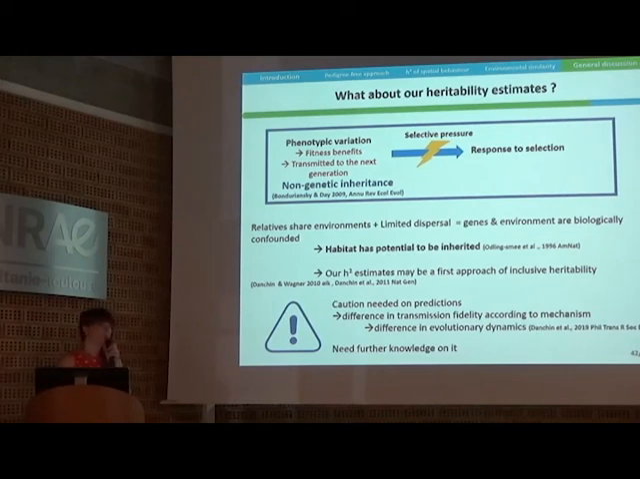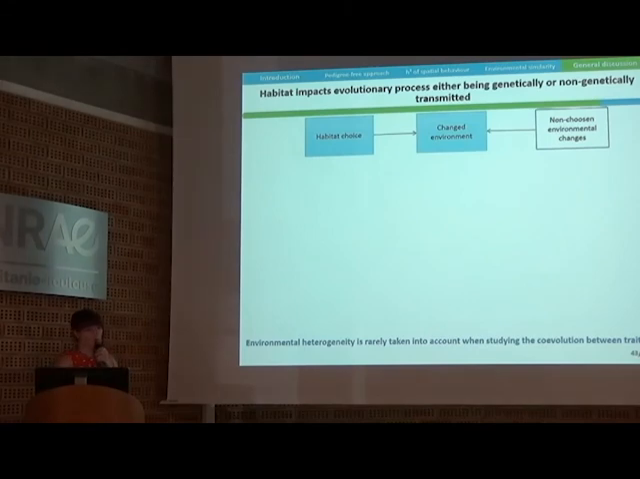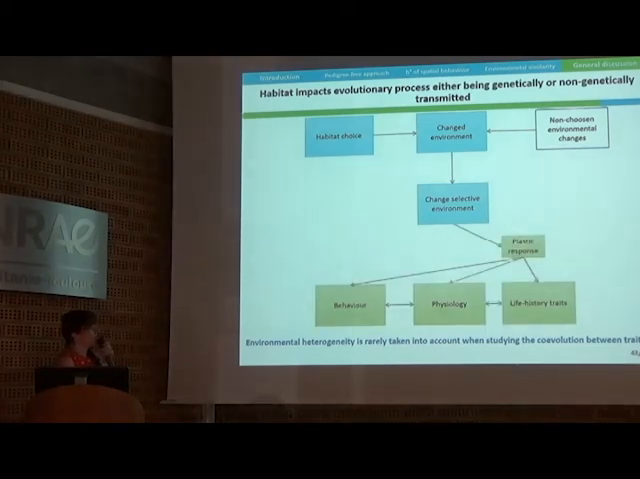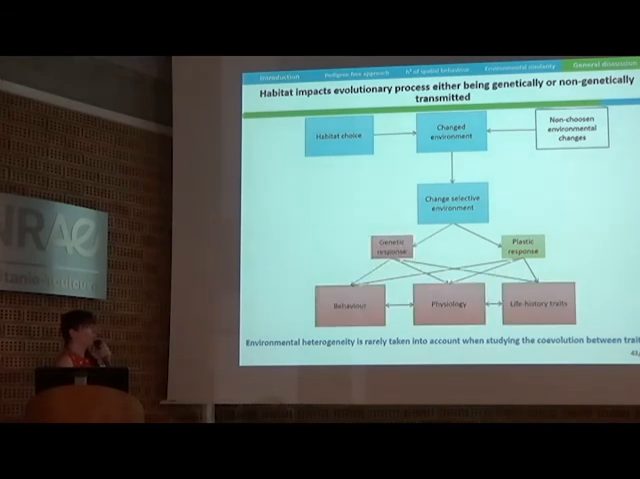Yet we need some caution on this for the moment, because non-genetic mechanisms may have different rules, different evolutionary dynamics. So it might be a problem to make predictions. So for the moment, we need further knowledge on it. But what I would like to stress is that habitat, whether genetically or non-genetically transmitted, might impact evolutionary processes. For example, habitat choice can lead to a changed environment, so it might change the selective pressure, and this might induce a plastic response in behavioral, physiological, and life history traits, but it can also induce a genetic response in those traits. Furthermore, those traits can act back on the habitat choice and change the environment, and so on.